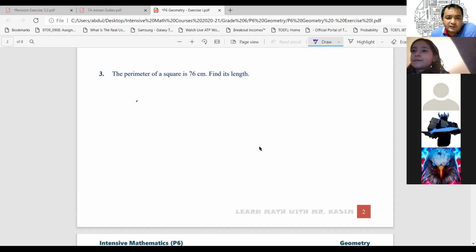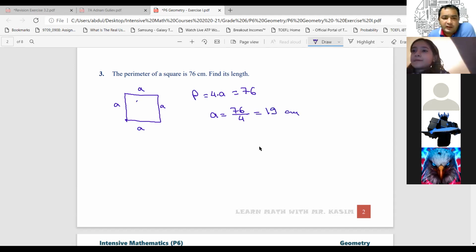We are talking about the square, right? If you draw this, all sides are equal, A. And how do you find the perimeter? Perimeter is 4 times A. It's given that it is 76. If 4 times A is 76, what is A? A is 76 divided by 4, which is 19. 19 centimeters.